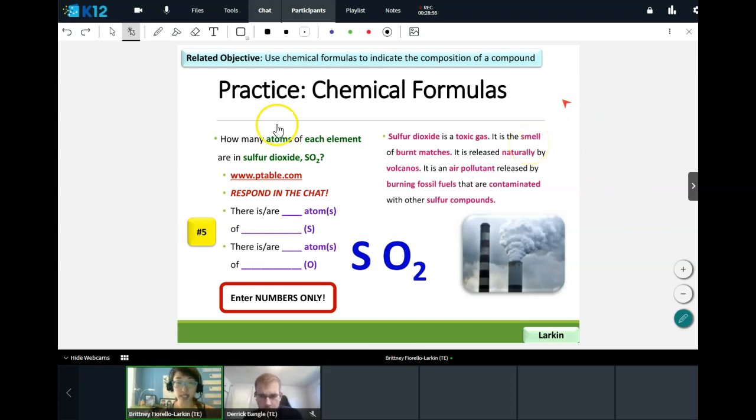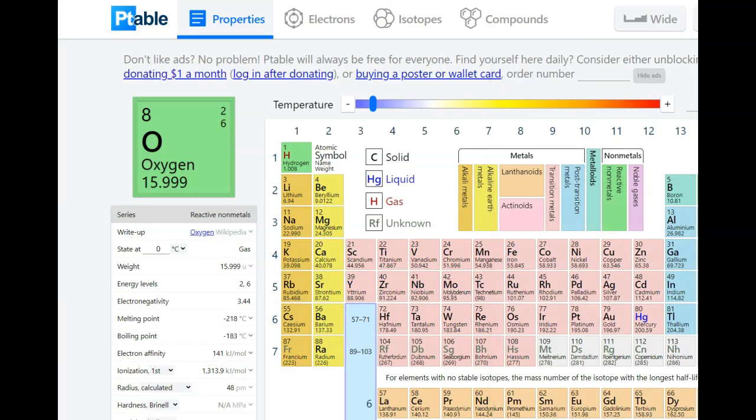So let's go ahead and break down the elements that are in sulfur dioxide. So sulfur dioxide is SO2. So you can see I have no lowercase letters, so there's no double letter abbreviations here. There's only single letters. So there's a capital S, capital O. I'm going to go ahead and share this with you up on the whiteboard. We need to identify what these are. We're going to use ptable.com. You should be very familiar with ptable.com.